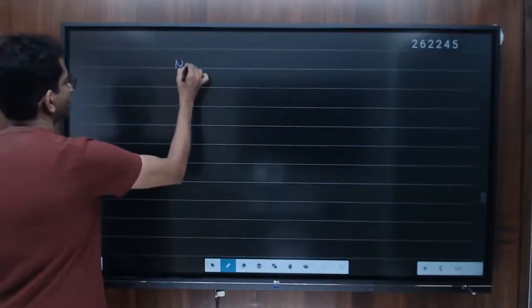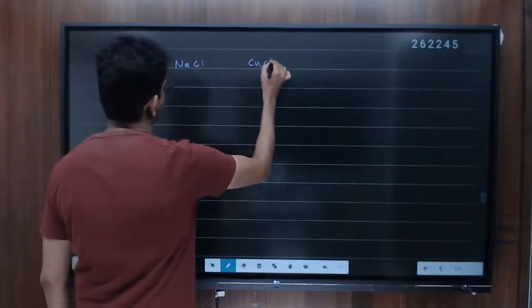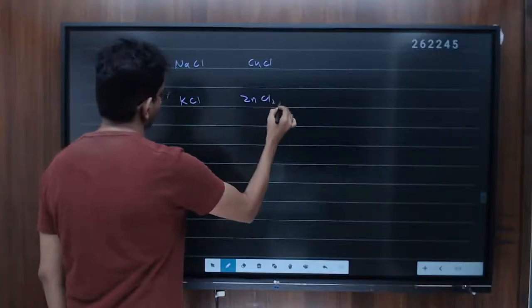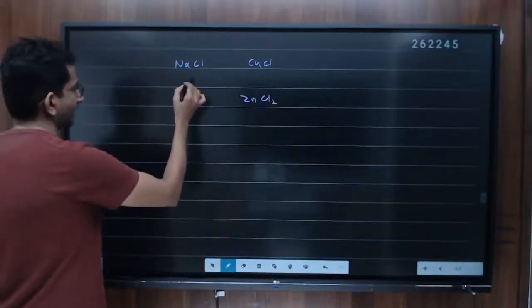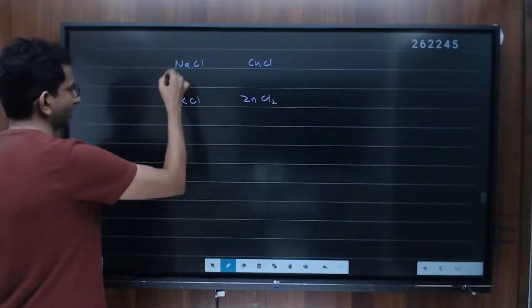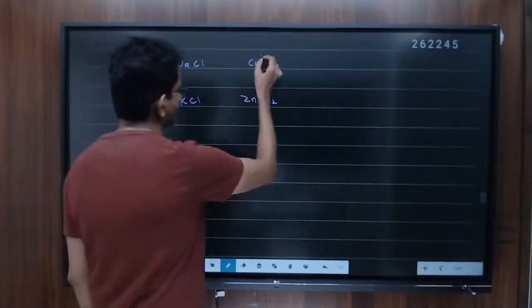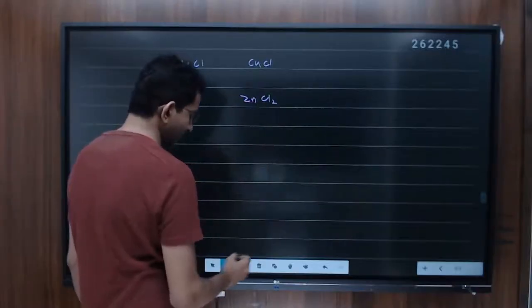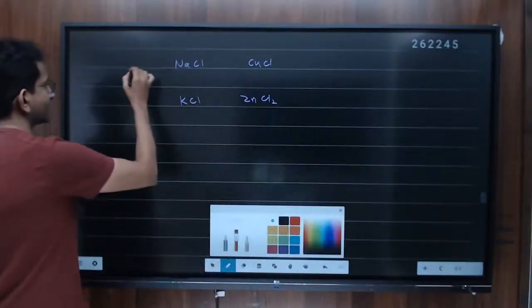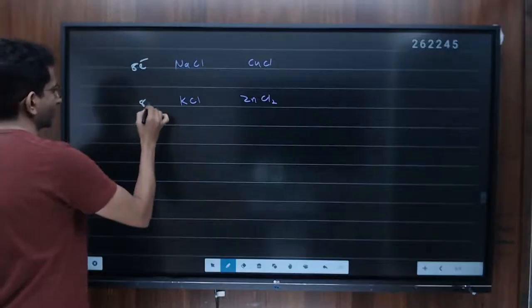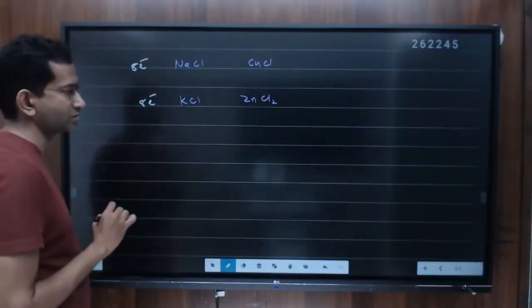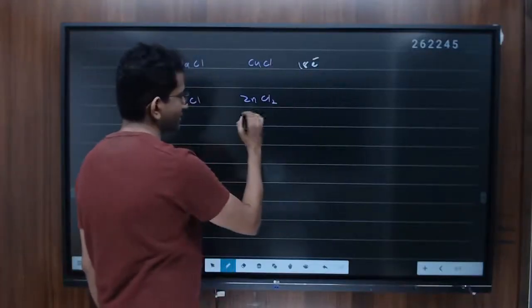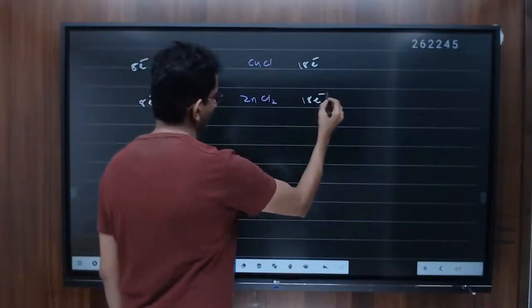Say for example, you have NaCl and CuCl, and say you have KCl, you have ZnCl2. Now you see this is Na+ and K+, this is absolute noble gas configuration, while Cu+ and Zn2+, these are pseudo noble gas configuration. Why? Because there are 8 electrons in the outermost orbit of K+, Cu+ has 18 electrons in the outermost orbit, Zn2+ has 18 electrons in the outermost orbit.